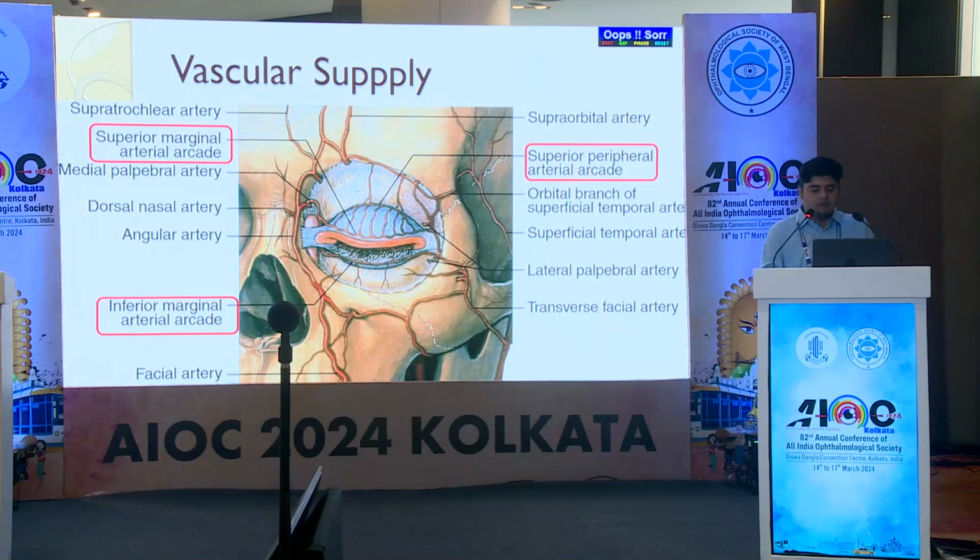Now, the vascular supply, you have to keep in mind that in the upper eyelid there is a superior marginal arcade and a superior peripheral arcade, and these are interconnected between the orbicularis and the tarsus, and this plane should not be disturbed during any upper eyelid surgery, as this will cause torrential bleeding and we have to cauterize all the vessels.